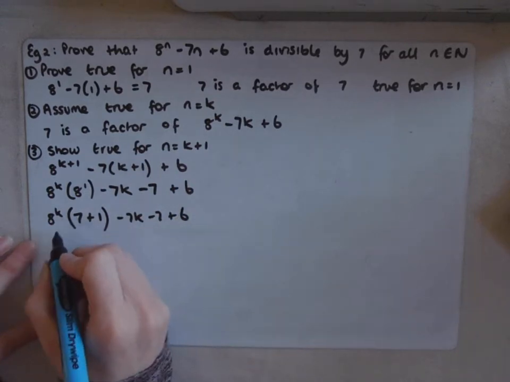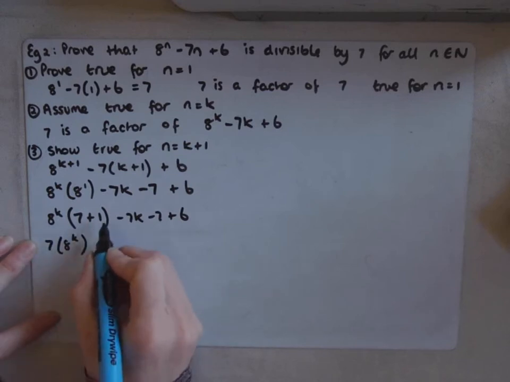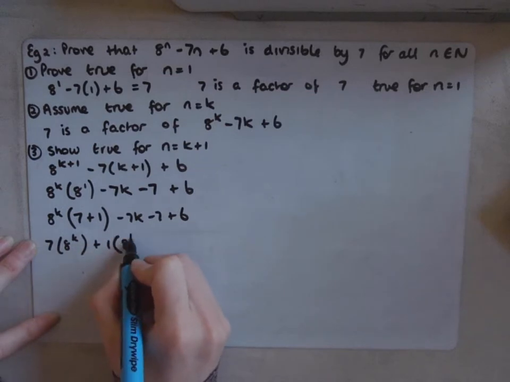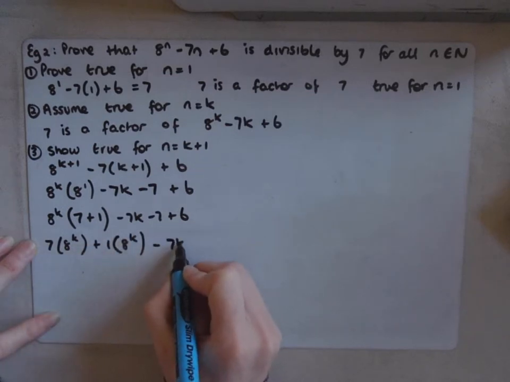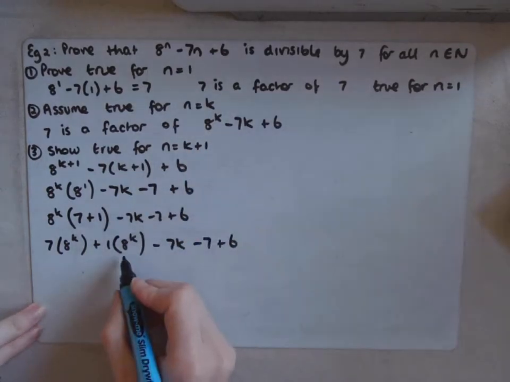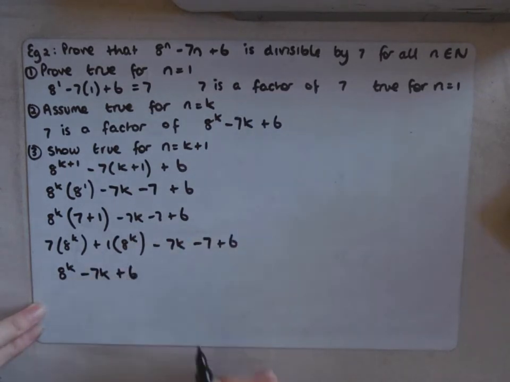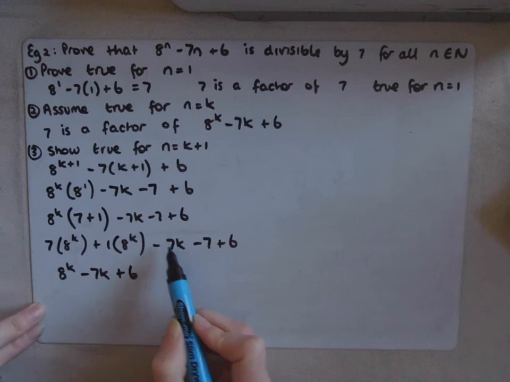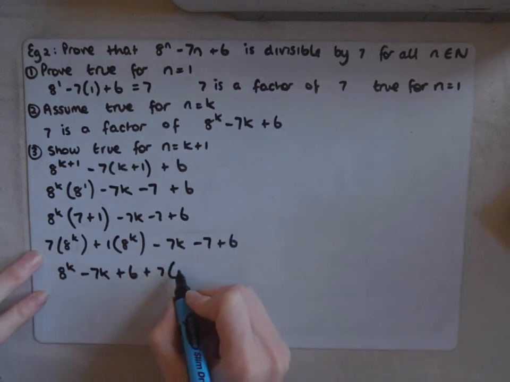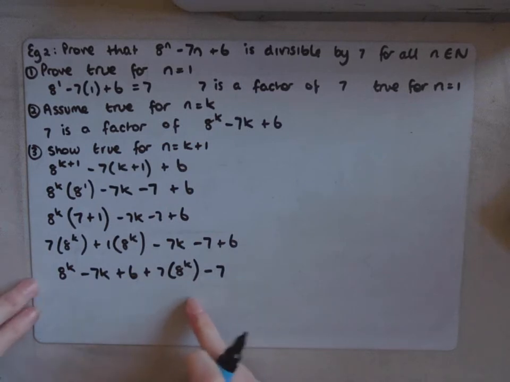Here then, I get 7 by 8 to the power of k, and I get 1 by 8 to the power k. All you're going to do now is rearrange it slightly. Okay, so I want the assumption to be together. So 8 to the power k minus 7k plus 6, and then I have 7 by 8 to the power k and minus 7. Okay, I have those two things.